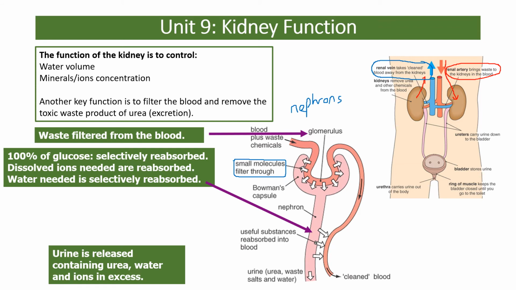Then at the end of the kidney, urine is released, and urine is a mixture of urea, water, and ions. And notice we don't reabsorb any urea. That is the thing we're trying to get rid of. And the urine goes down to your bladder to be stored, to be released when you go to the toilet.